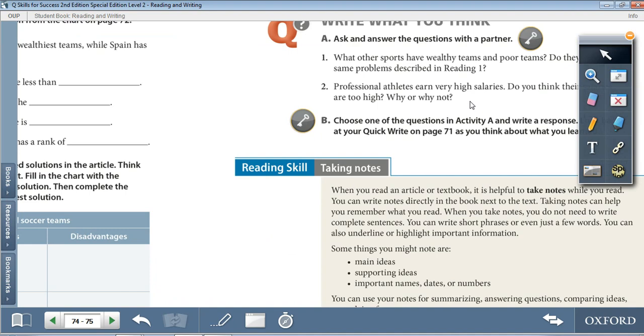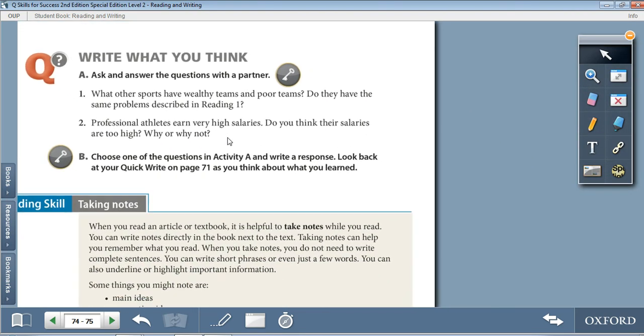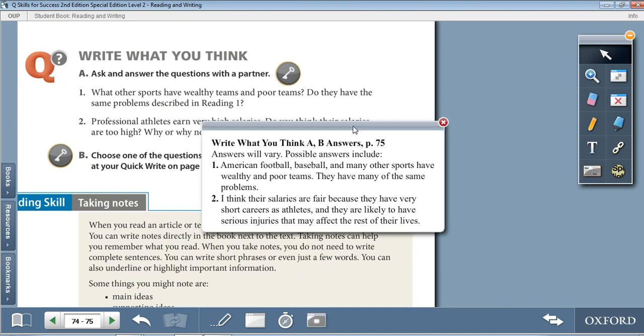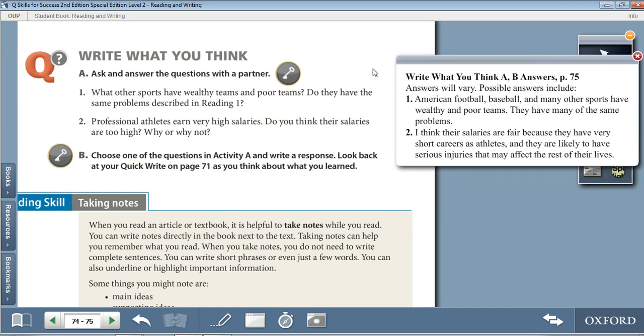Moving on to Write What You Think on page 75. Ask and answer the questions with a partner. We have two discussion questions. Question 1. What other sports have wealthy teams and poor teams? Do they have the same problems described in Reading 1?